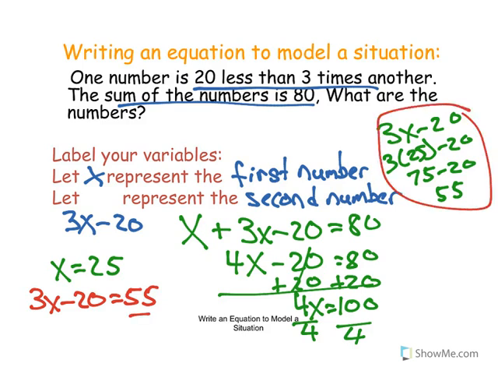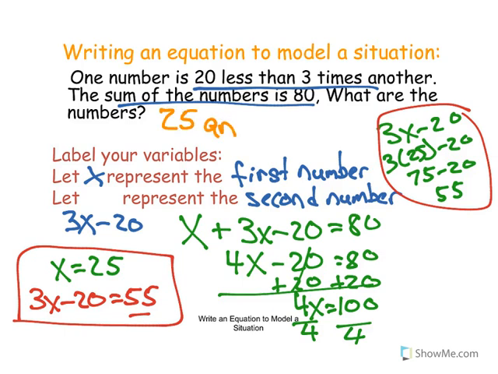I got it by substituting x is 25 into the expression 3x minus 20. So what are the numbers? Well, let's answer the question, right? The numbers are 25 and 55. And if we add 25 and 55, we get 80. If we want to check if one number is 20 less than 3 times the other, we do 3 times 25 is 75. 75 minus 20 is 55.